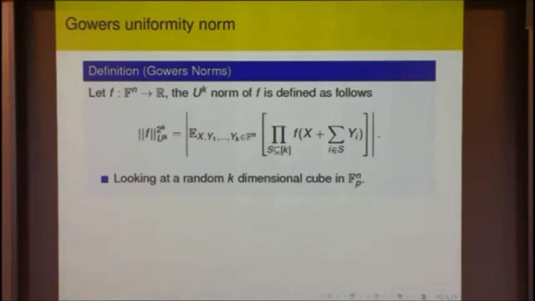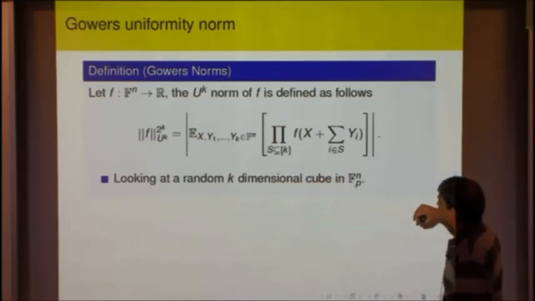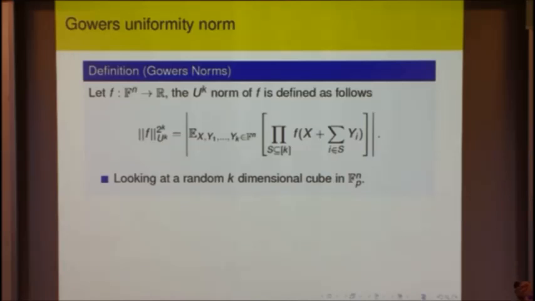Our notion of regularity will use Gowers norms. Here's the definition of Gowers norm. If you have a function from F2 to the n to, let's say, R, because we don't have conjugation here, then the 2 to the kth power of the Gowers norm is this quantity. This is just measuring the derivative of f at a random point in k random directions.